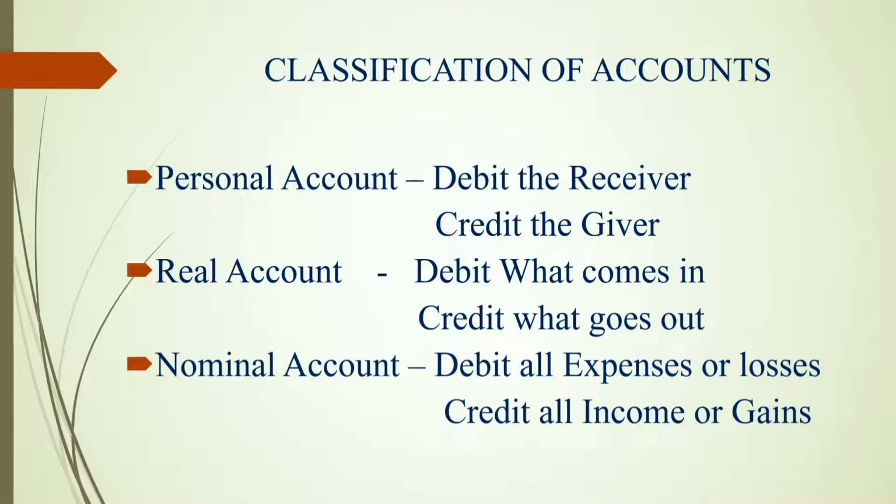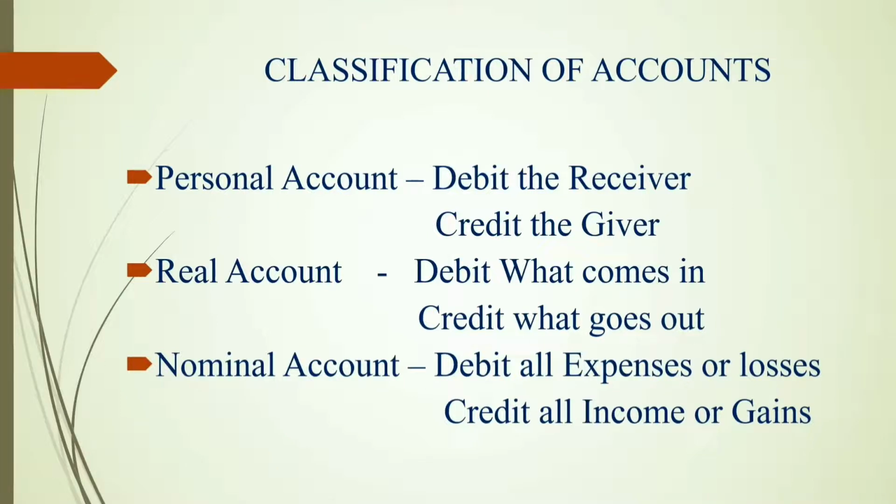Let's see what a personal account is. It is an account of a person. A person can be a natural person or an artificial one, like companies. And what is the golden rule for this? Debit the receiver and credit the giver. This rule states that whenever a person receives a benefit, the person is debited by the amount of the benefit received. On the contrary, whenever a person gives a benefit, the person is credited by the amount of the benefit given.